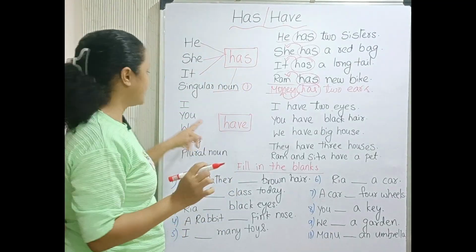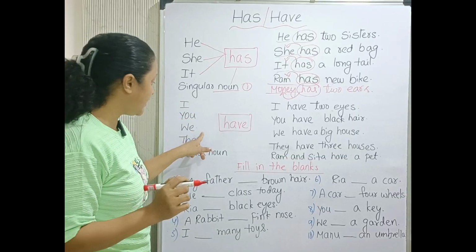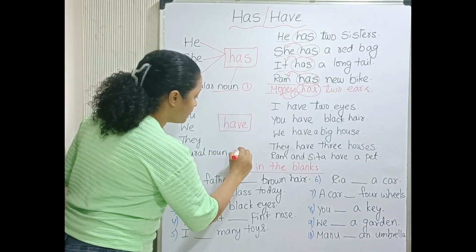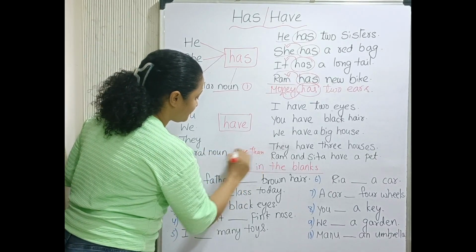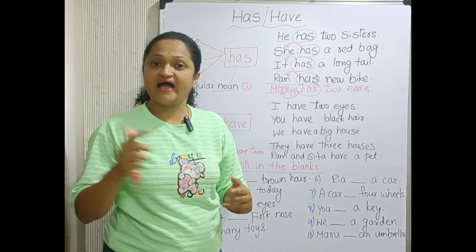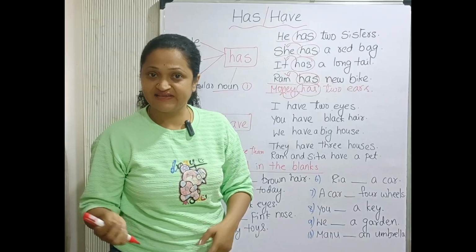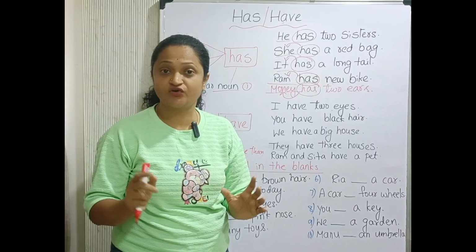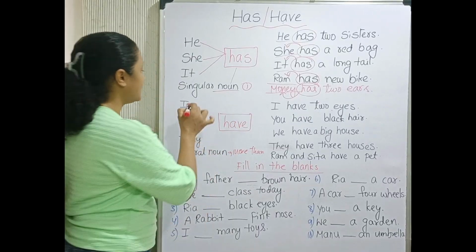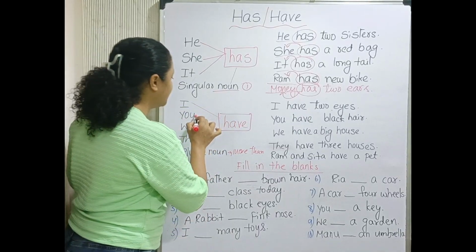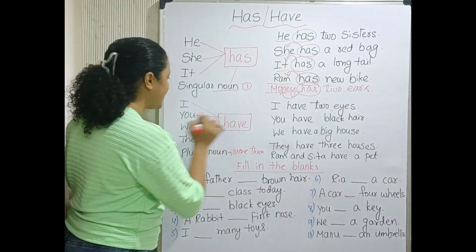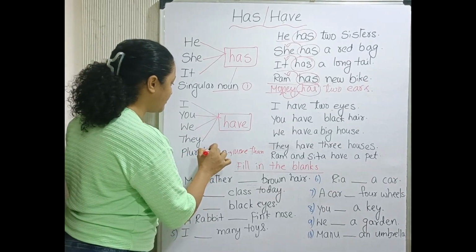Now let's see where we can use have. Have is used with I, you, we, they and plural noun. Plural noun means more than one. More than one people, more than one animal, more than one thing, more than one name. These are called plural nouns. So have is used with plural noun. I have, you have, we have, they have, plural noun have.